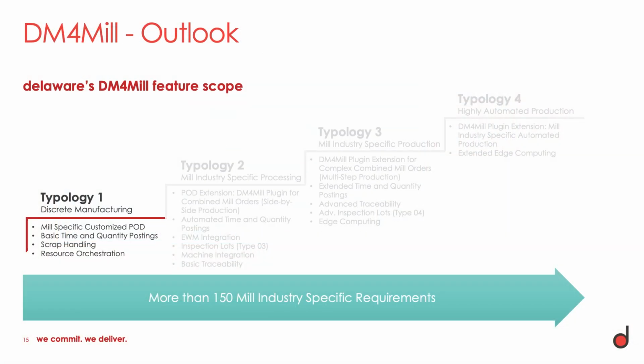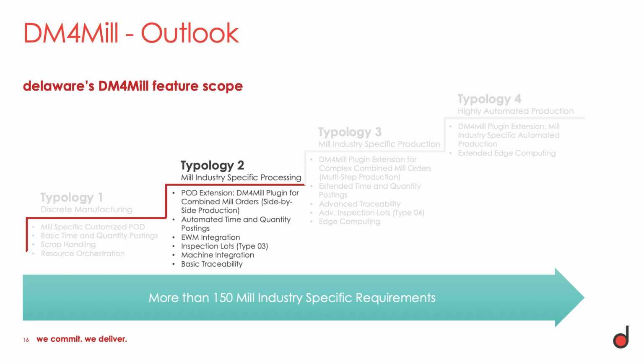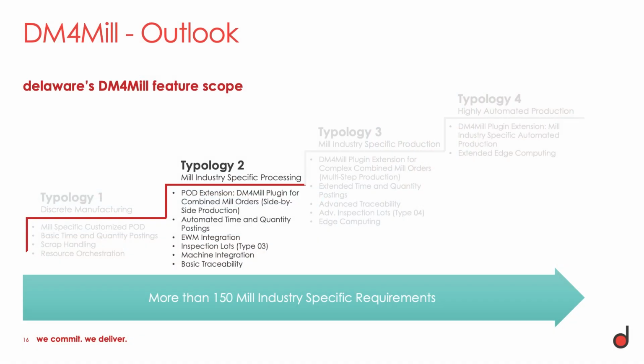Coming back to our presentation, this development is separated into 4 development cycles. We have 4 typologies. We have covered the customized part, the basic time and quantity posting and scrap handling, as well as the resource orchestration in our typology 1. In typology 2, we have developed the DM4Mill plugin, also considering the time and quantity posting, so we can do the labor on and labor off. That means the labor time tracking. We have integrated the EWM, we have put some inspection points in that, and we are interacting with the machines.